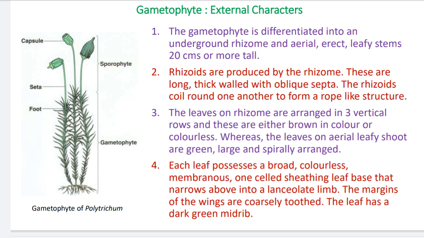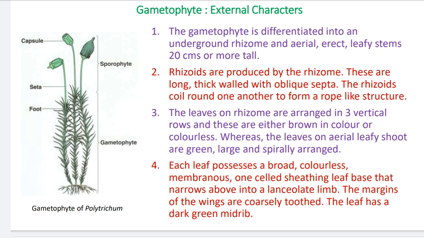Number 4. Each leaf possesses a broad, colorless, membranous, one-celled sheathing leaf base that narrows above into a lanceolate limb. The leaf has a broad, membranous, one-celled sheathing leaf base and narrows above. So this is the very simple structure of the leaf.